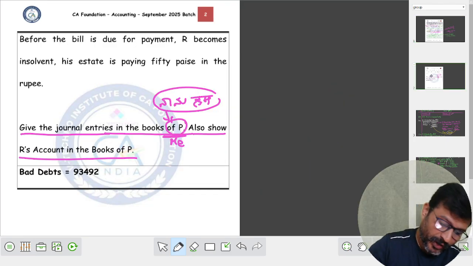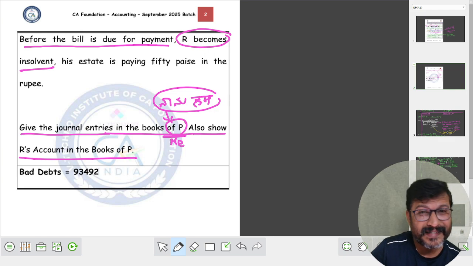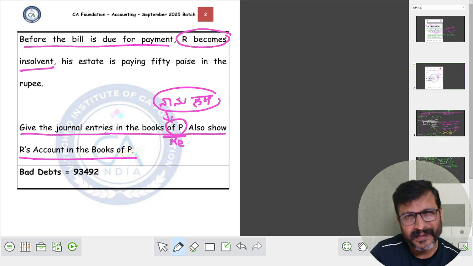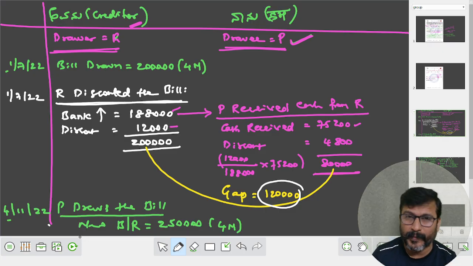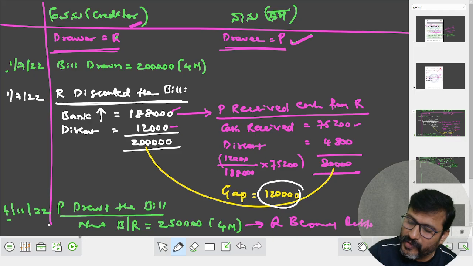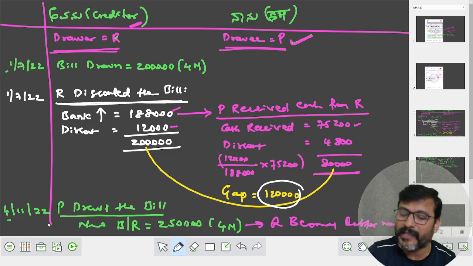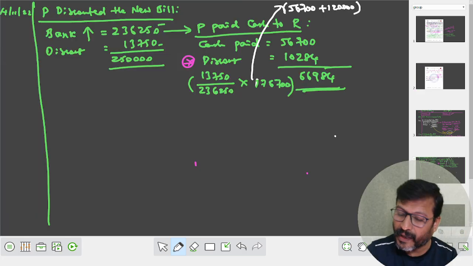Fine. Before the due date of the bill for payment, R becomes insolvent. Who is R? Now R is a debtor, right? Because earlier R was a creditor. When R accepted a new bill, R becomes a debtor. So this debtor is going to be insolvent. R is insolvent. Who is insolvent? R. R means Avanu.